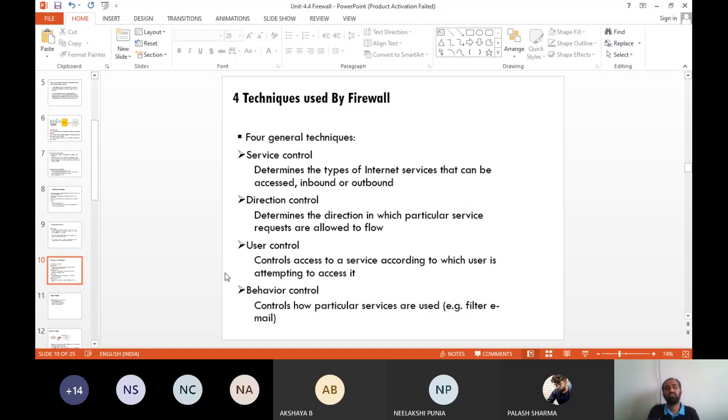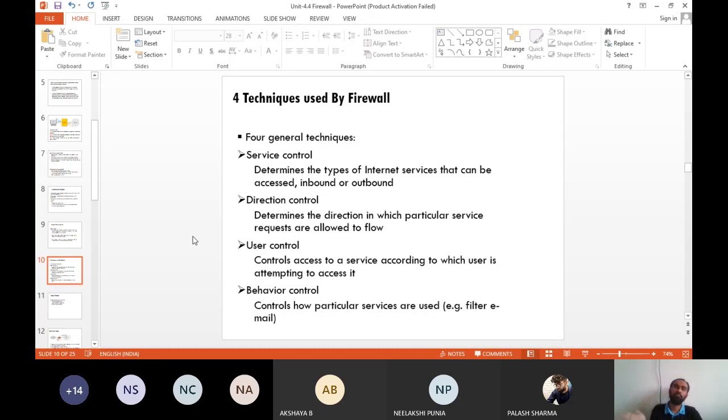The last case is the behavior control. Based on the kind of behavior, the entry level checking will be different. Take the same college example. Even though the student belongs to the college and has an ID card, just because he has an ID card, he should not misbehave with anybody, whether a security person or anyone inside. Even he will be treated in a different way by the firewall.